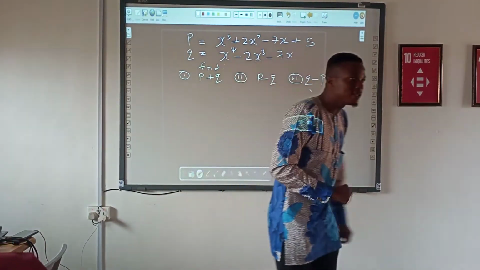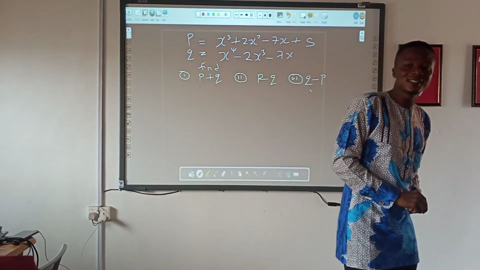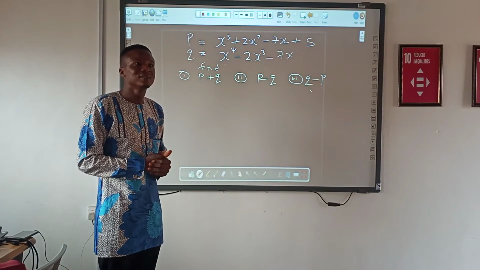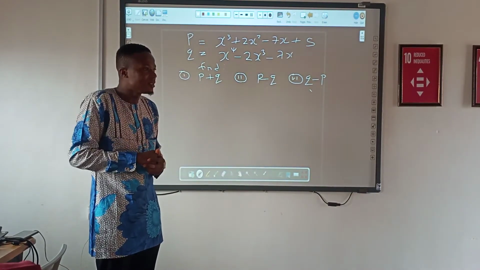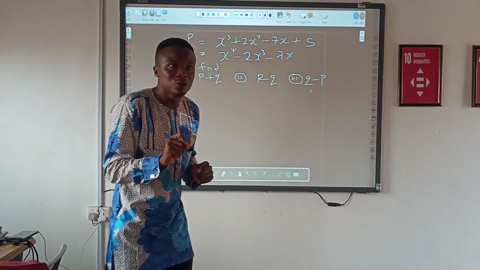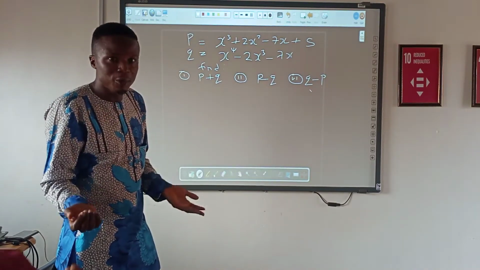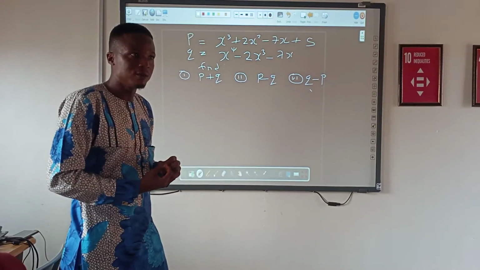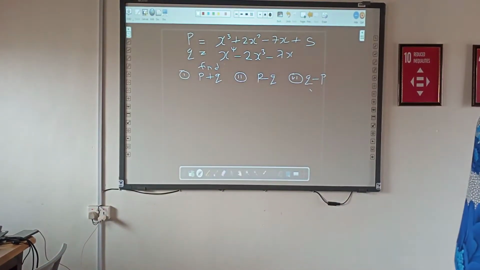Is division commutative? No. Why is it not commutative? Very good. 4 over 2 and 2 over 4, are they the same thing? 4 over 2 will give us 2. Then 2 over 4 will give us 1 over 2, or 0.5. Good. So division is not commutative. Subtraction is not commutative. So what and what are then commutative in math? Good.